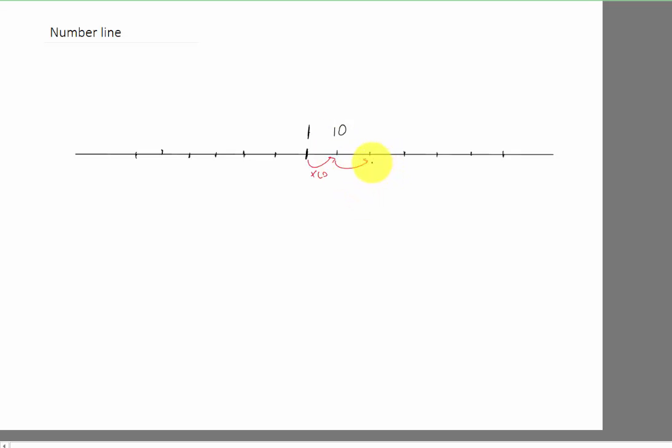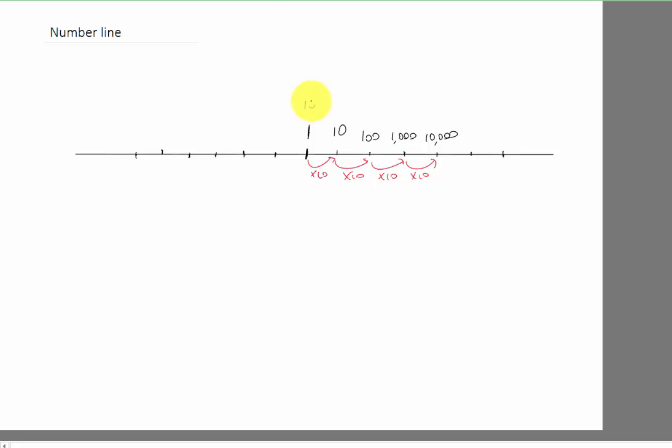And then so on, times 10 each time we move one space to the right. So this will be 100, 1000, 10,000, and so on. And equally, we could write this as an exponential number.